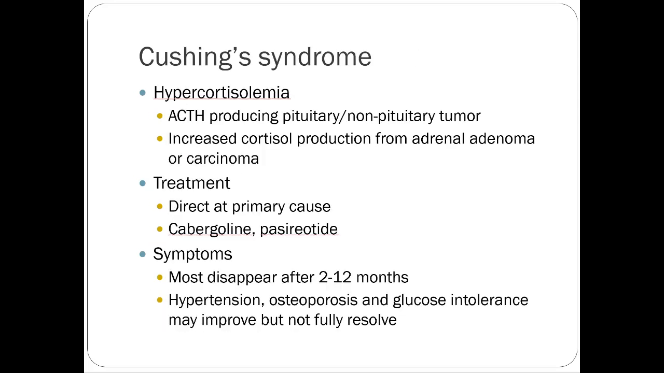Okay, so Cushing's syndrome is something I wanted to touch on really briefly. It's hypercortisolemia, so you have too much cortisone going on. And usually there's some sort of a primary cause, which is likely maybe a tumor, some area that is likely going to be the cause of Cushing's syndrome.